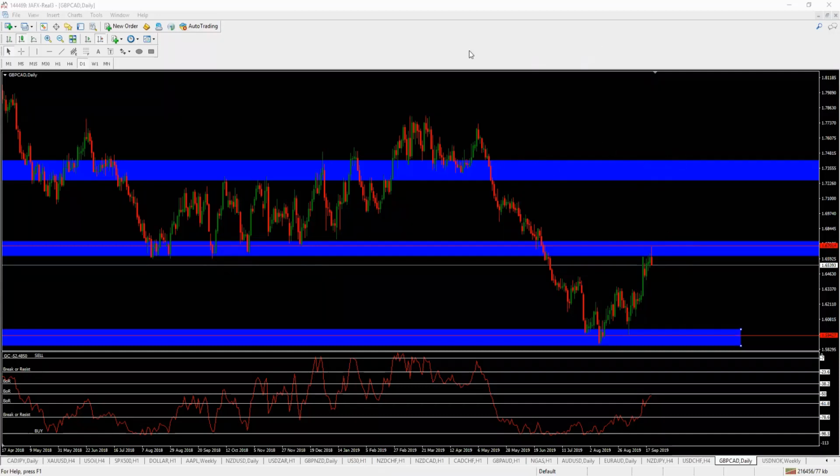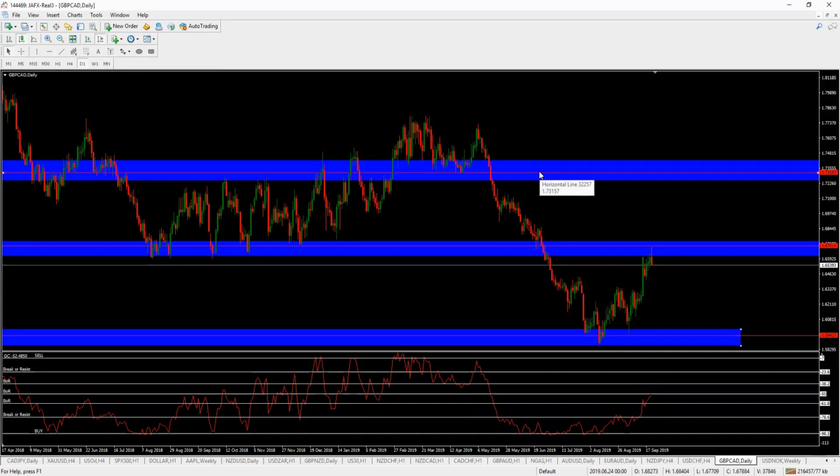Let me get a parameter in there just for a level for y'all. Okay, so the 1.73157 after the break of the 1.67014, right? And like I was saying, if we get a pullback, we could see it come to this level, right? If it does pull all the way back down, then let's get another entry at this low, right?